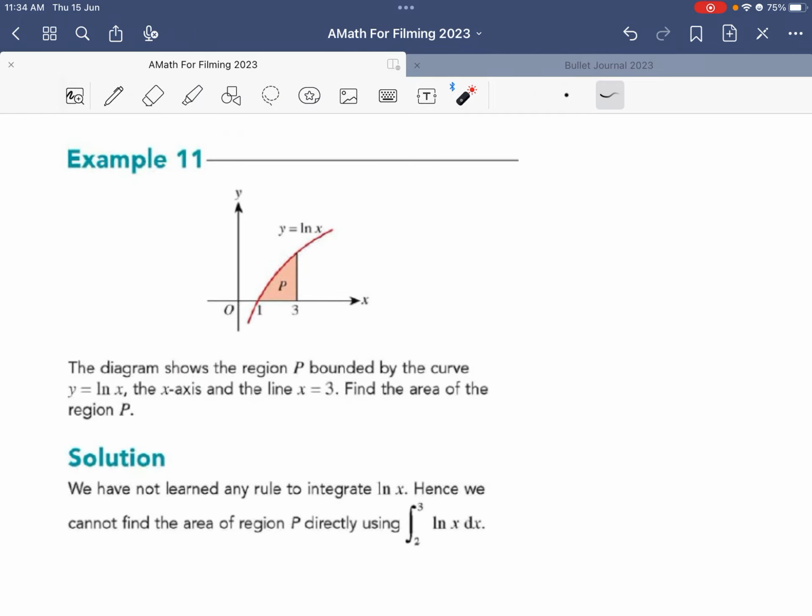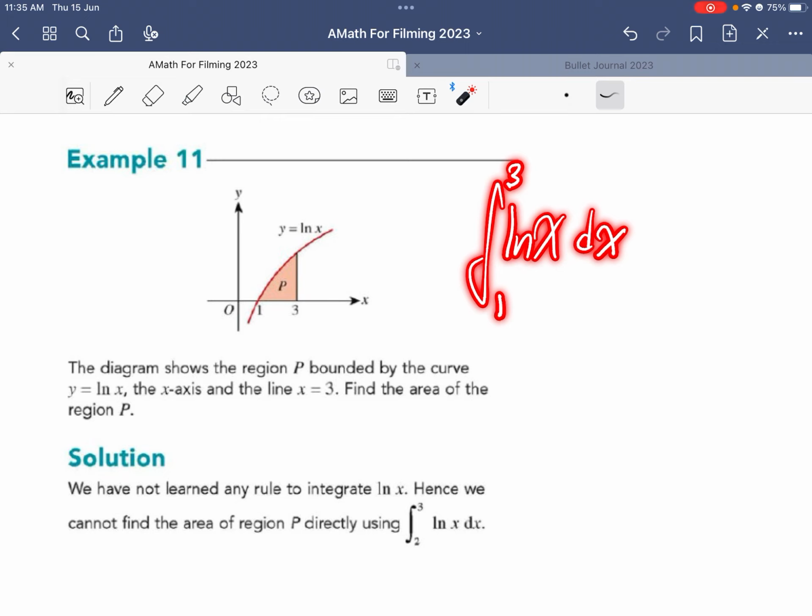Example 11. So example 11 shows this. Example 11 looks like an easy question, but it's not that simple. So if you notice, what we want is to find this. So theoretically, we can just integrate ln x with respect to x, and then we use the limits of 3 to 1.